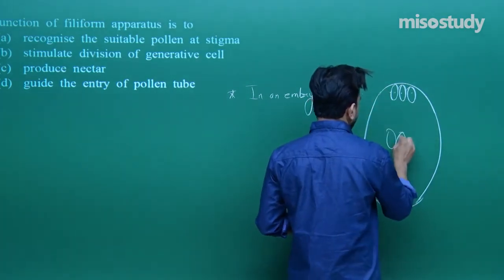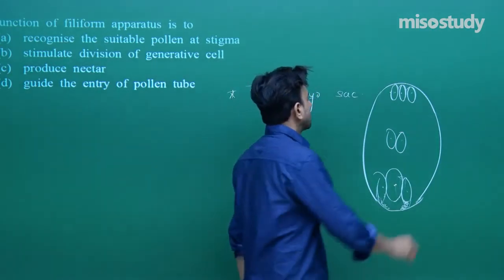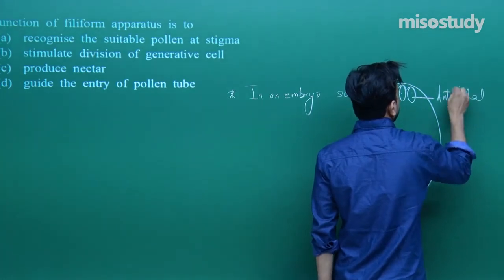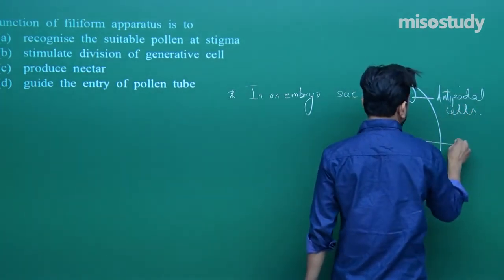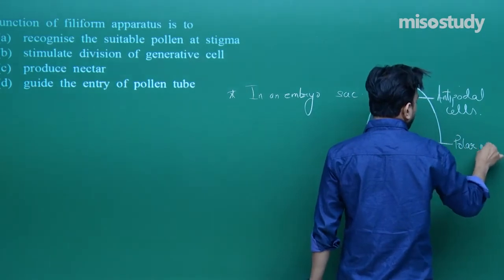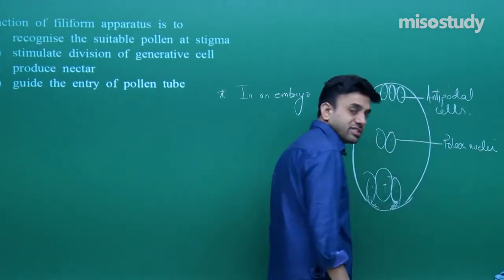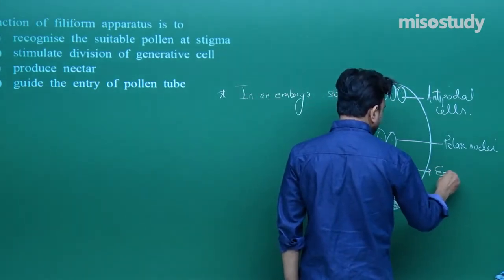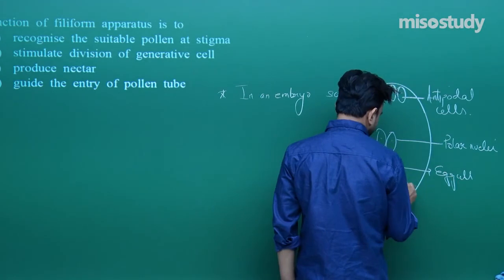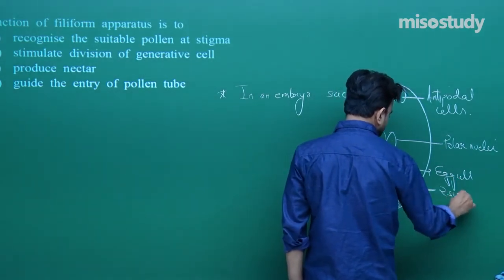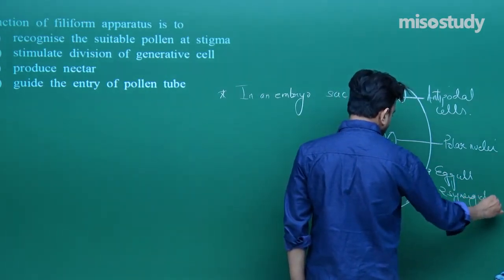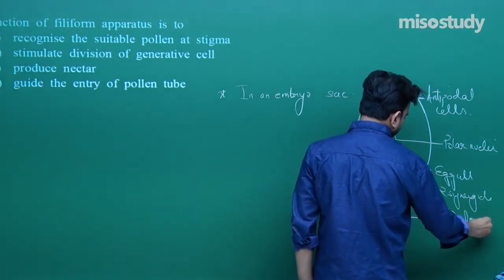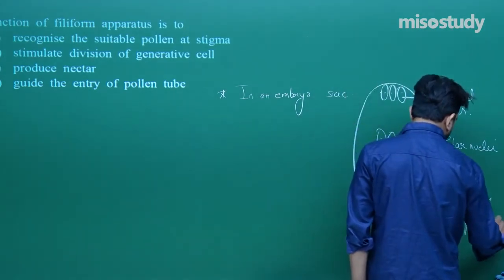And these will be the polar nuclei, which will later on fuse to form the secondary nucleus, the diploid nucleus. This is the egg cell. These are the two synergids, and we see here the filiform apparatus.